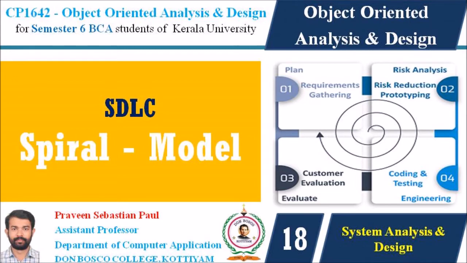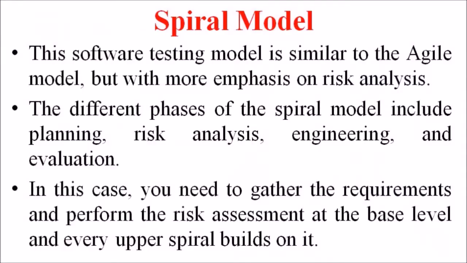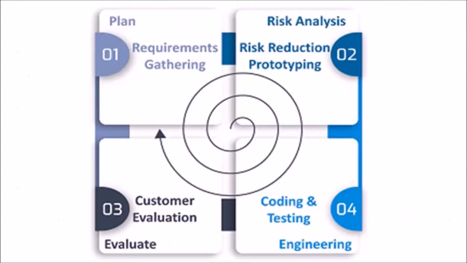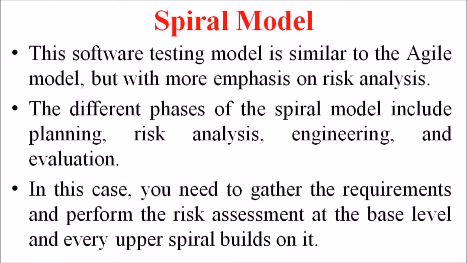In this lecture, we are discussing the fourth model of STLC, that is spiral model. This software testing model is similar to the Agile model, but with one more emphasis on risk analysis. The different phases of the spiral model include planning, risk analysis, engineering, and evaluation. In the spiral model, we need to gather the requirements and perform the risk assessment at basic level, and every upper spiral builds on it.